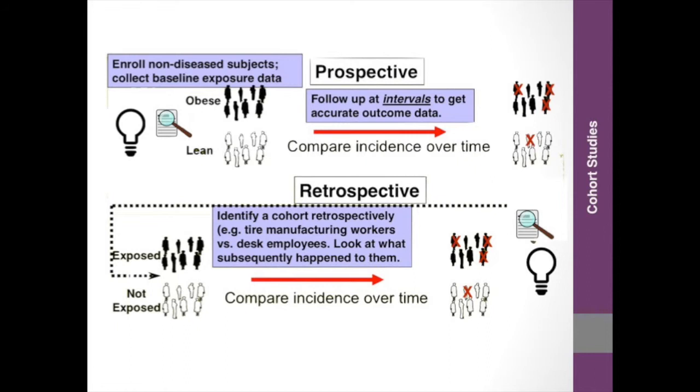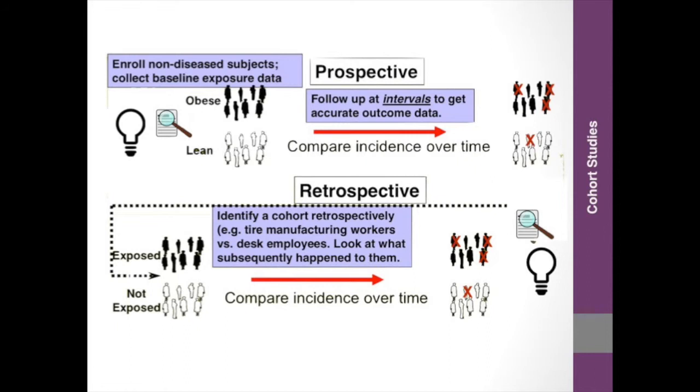In the first one, let's say we want to understand the determinants of coronary heart disease in women. So we start with two cohorts, one of obese versus lean women, and then we follow over time and compare the incidence of heart attacks in the two groups.